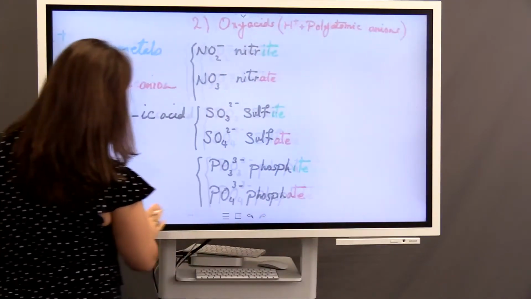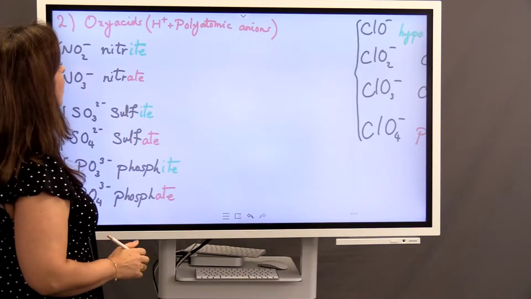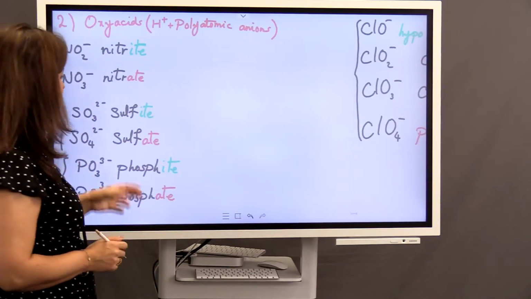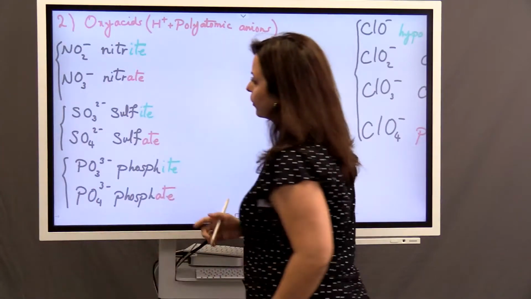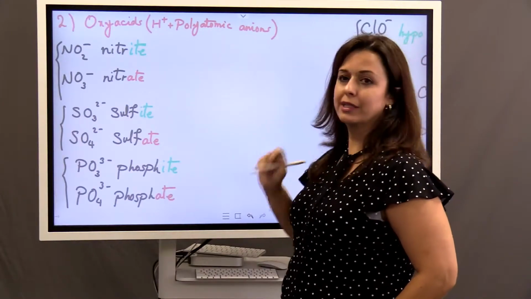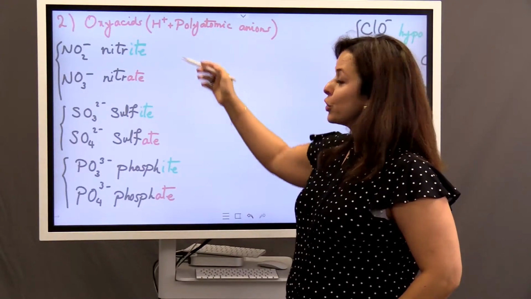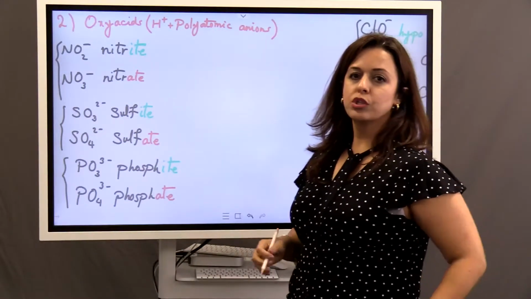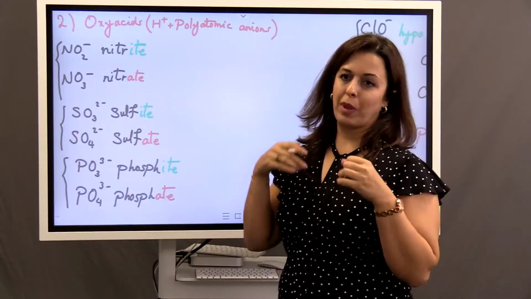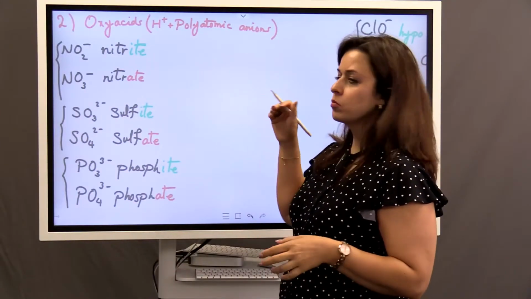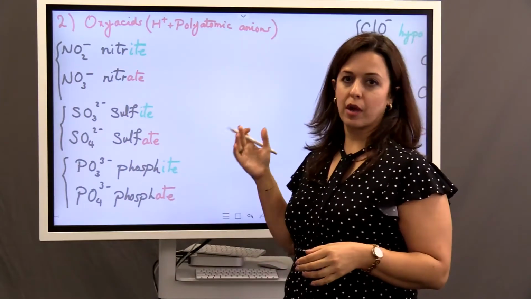And the last category, the naming of the oxy acids. Oxy acids means that they all have oxygen in their structure. So we have hydrogen plus a polyatomic anion. Do you remember these polyatomic anions? I wrote them for you again, and I want you to write them again, make flashcards if you have, and just basically go from polyatomic anions.